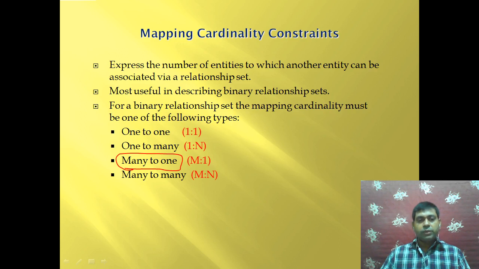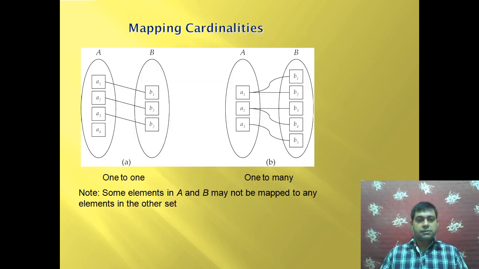Sometimes many to many. Some games are played in a group. So in a group there are many people playing against another set of people. So a many to many relationship is maintained there. So this is how the cardinality constraint is defined.